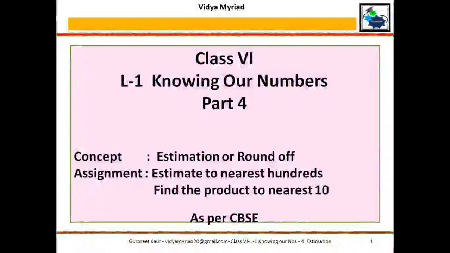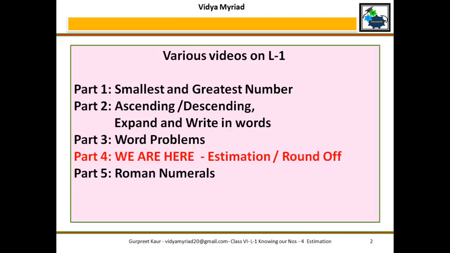So we are with the next topic of estimation, which is part 4 for Knowing Our Numbers for class 6. Till now we have done 3 topics about smallest and greatest number, ascending and descending. Also we have done how to write in words in the Indian system as well as the international system, and about word problems. And the next video, which will be the last video, will be on the Roman numerals.